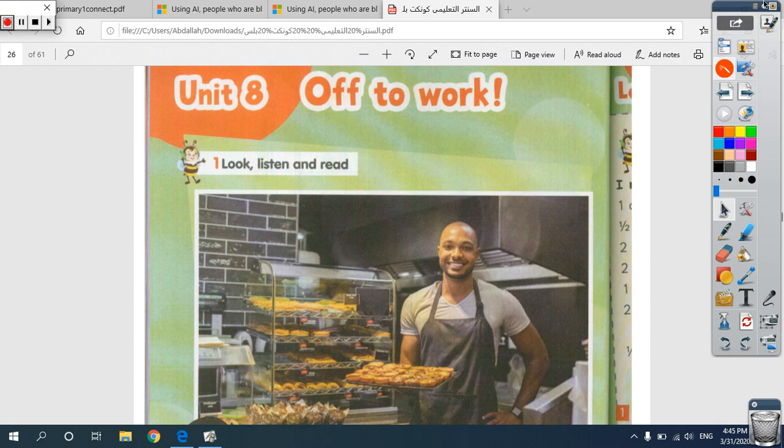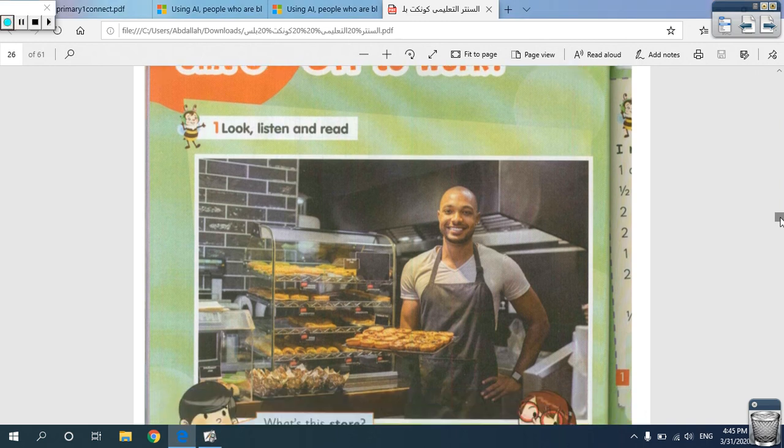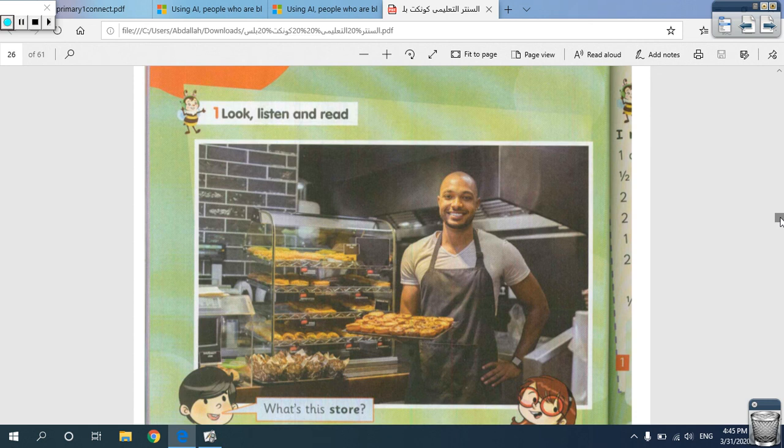Today we have a lesson in our Connect Plus book. I want you to read the title with me. Off to work. Okay, look at the picture and tell me what you can see. I can actually smell the picture because he's holding a very delicious bakery. So I think that man is a baker because he bakes delicious bakery. So this store or this place is a bakery.